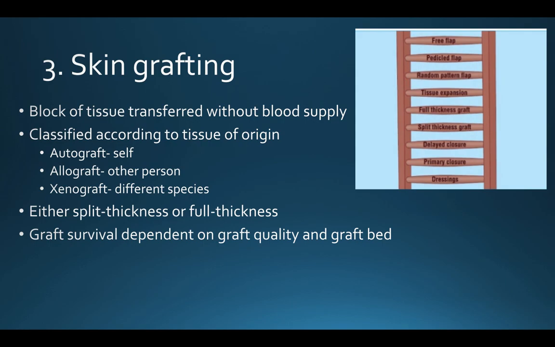Next is skin grafting. So this is a block of tissue transferred without blood supply. It's classified according to the tissue of origin. You can see those listed there. You either use a split thickness or full thickness skin graft, and graft survival depends on graft quality and the quality of the wound bed that you're applying the graft to.